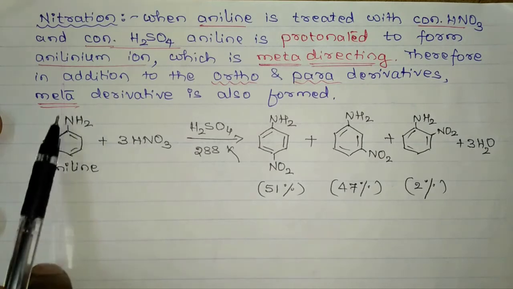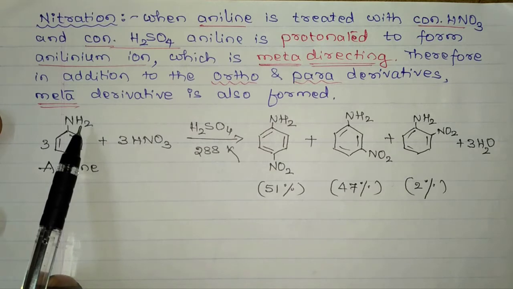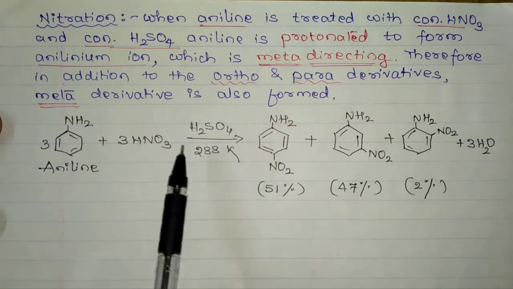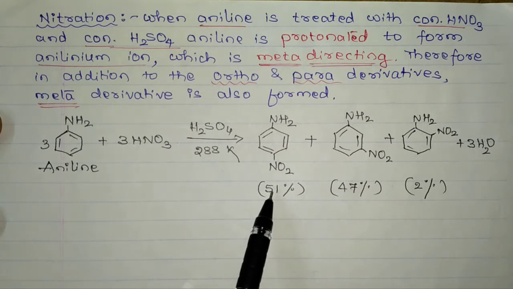If you protect this NH2 group by acetylation reaction with acetic anhydride, the nitration reaction can be controlled and the para-nitro derivative can be obtained as major product.